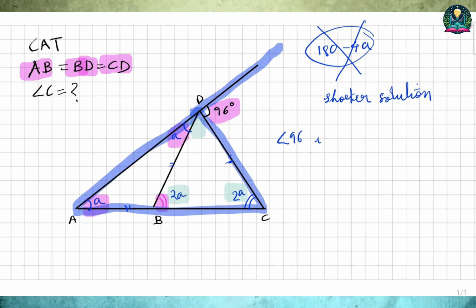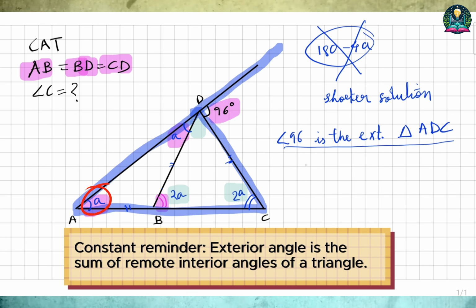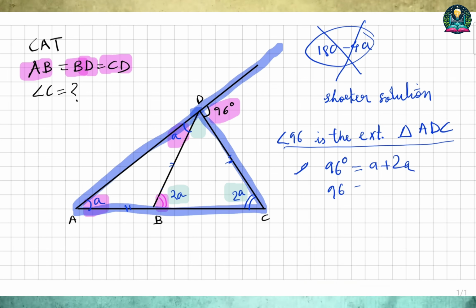Once we found the triangle, we know that 96 is the exterior angle. So 96 degrees is the sum of the remote interior angles, which are A and 2A. That is angle A and angle C. So we can go ahead and write 96 is equal to A plus 2A. So 96 is equal to 3A. So we have found A is equal to 32 degrees.